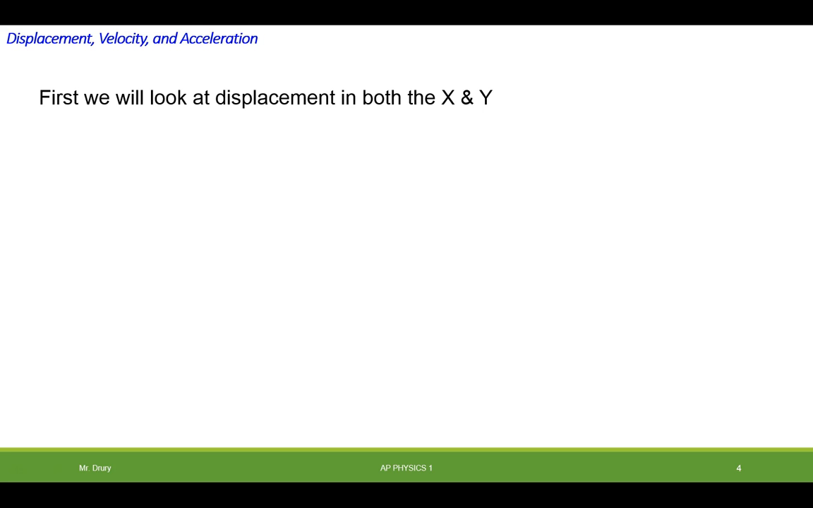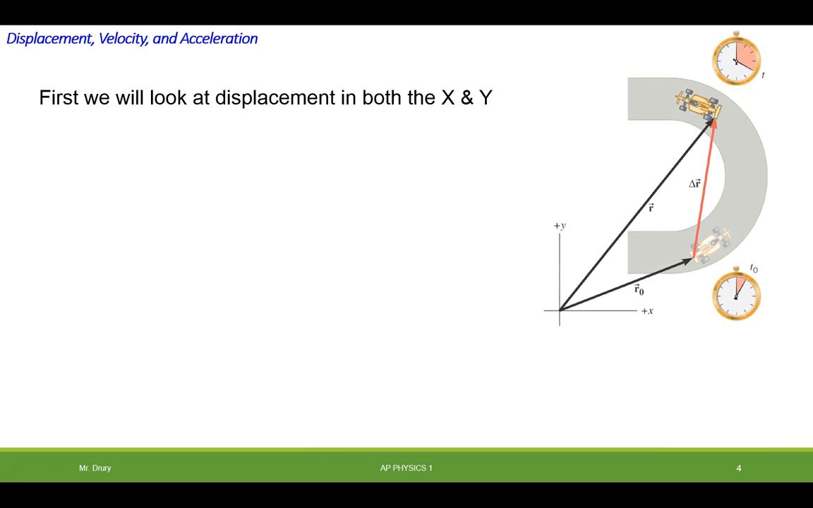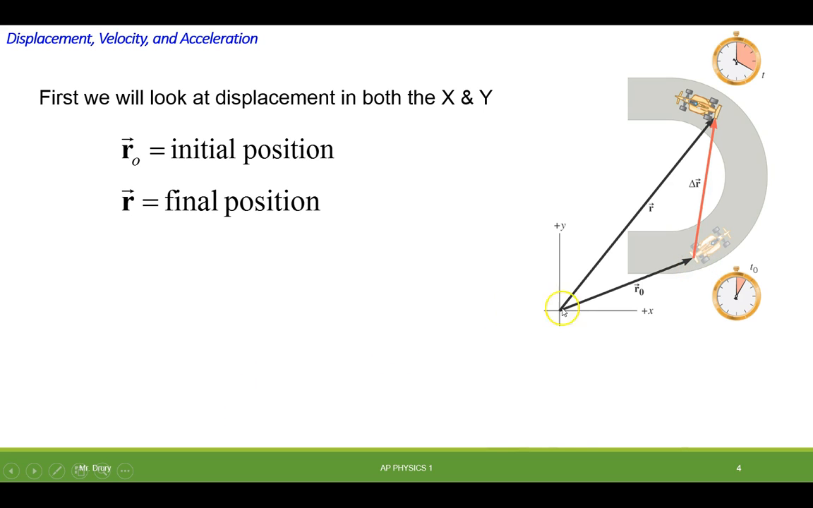First, let's look at displacement that happens in both the x and the y. All right, so we have some initial position, R0, some final position, R, and a change in position, R final minus R initial, would be equal to displacement. So how is this any different than the last time? Well, the last time we either went in the x or in the y. In this case, it's going a little bit in the x and a lot in the y, so it's doing both at the same time.